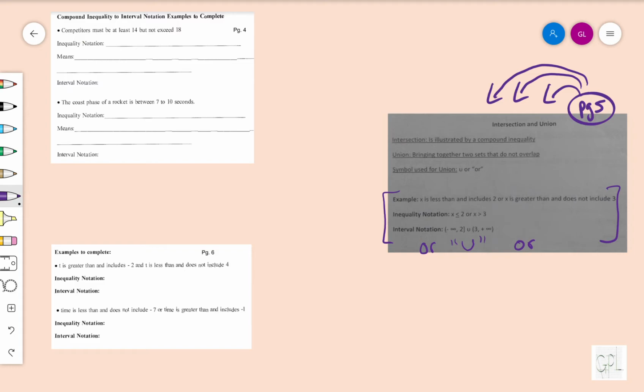All right, so now we're at the top. On page 4 here, we are looking at compound inequality to interval notation. So we're looking at these examples to complete. Page 3, we're done with that one. So now on page 4, we're looking at taking a scenario here, and then from this scenario, are we going to combine them, or are they going to be separated, where we either want this or we want that? We can't have everything all together at one time. So let's look at this.